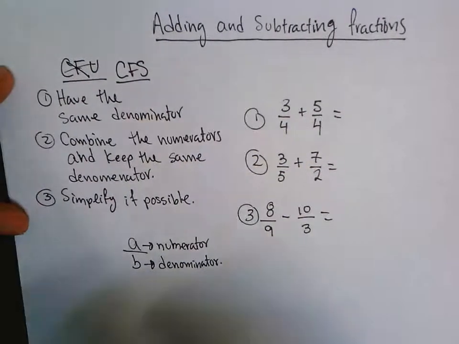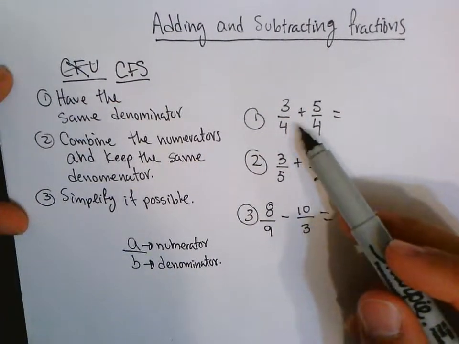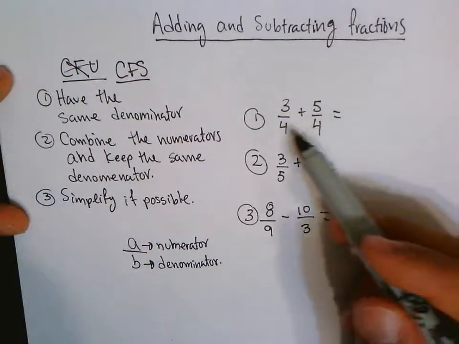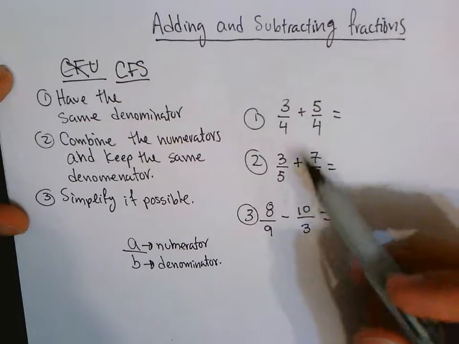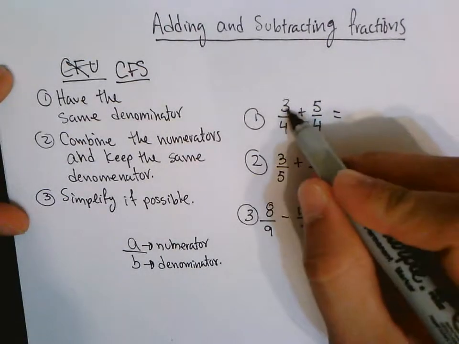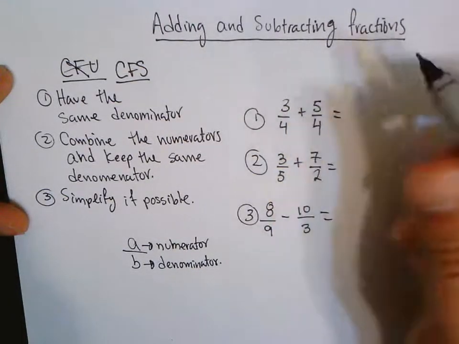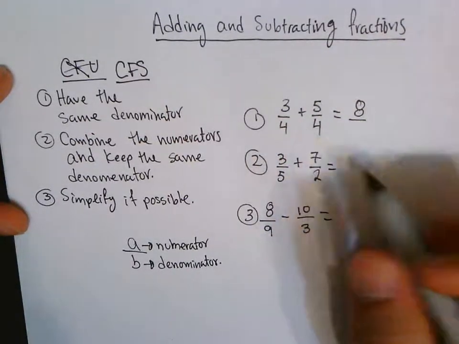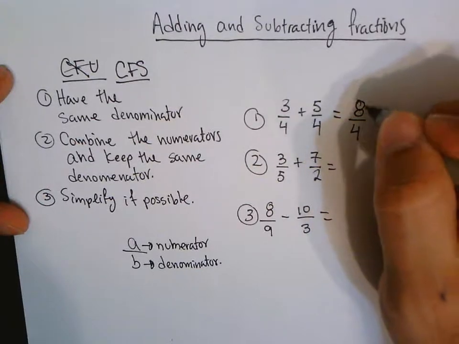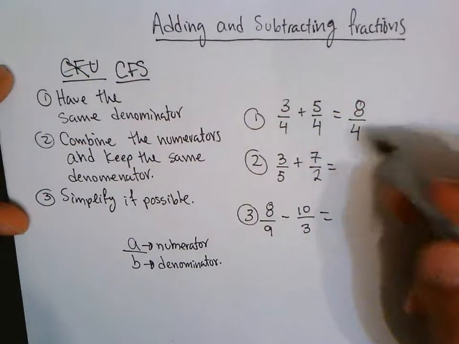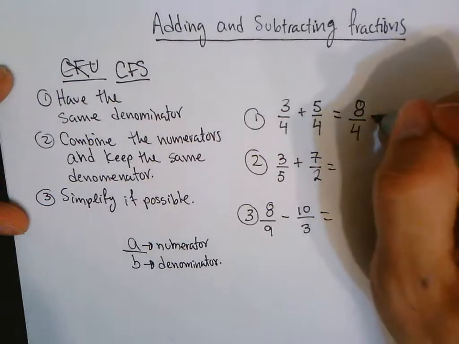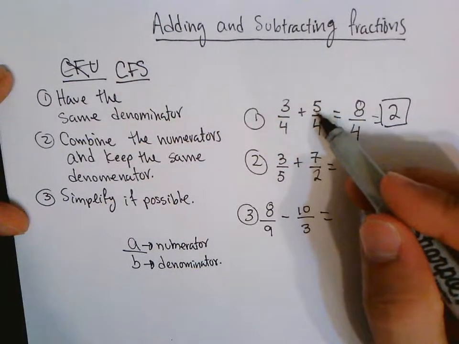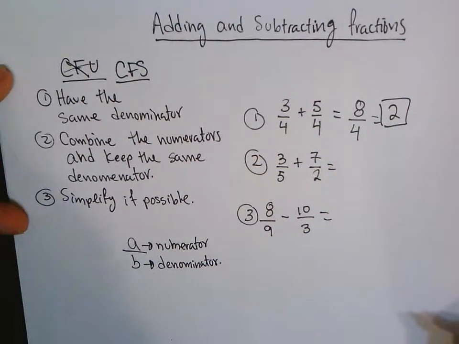So here's one of them. The first one is a very easy one. We have the same denominator already. We have 3 divided by 4 plus 5 over 4. Since the denominator is the same, I get to add them very quickly. So I add the numerators, 3 plus 5, that is 8. And I will keep the denominators the same. So I have 8 divided by 4. Well, 8 divided by 4 can still be simplified, which is just 2. So 3 fourths plus 5 fourths is equal to 2.